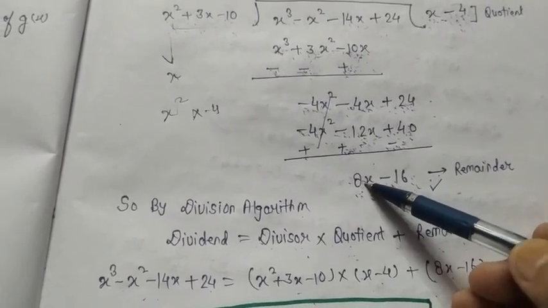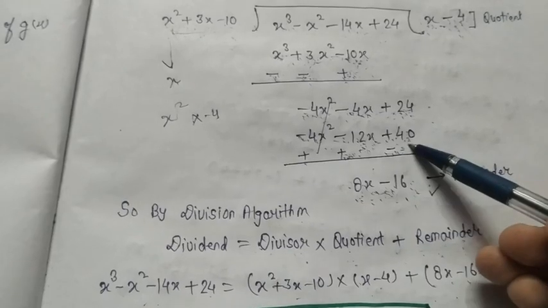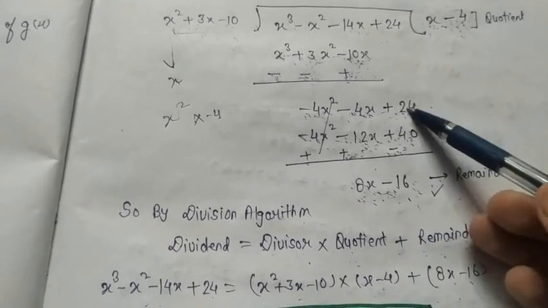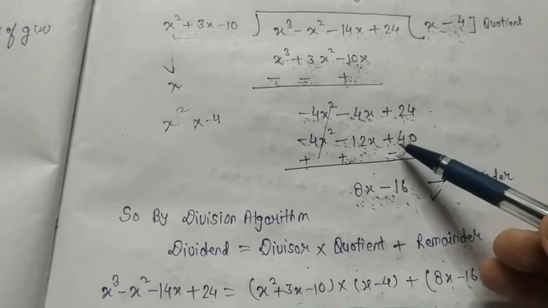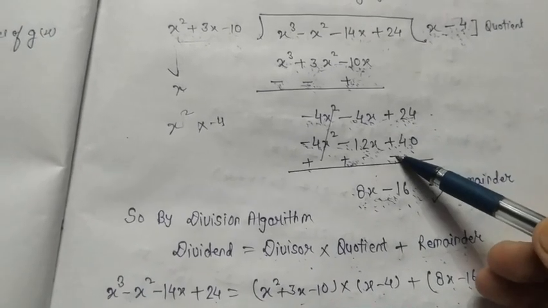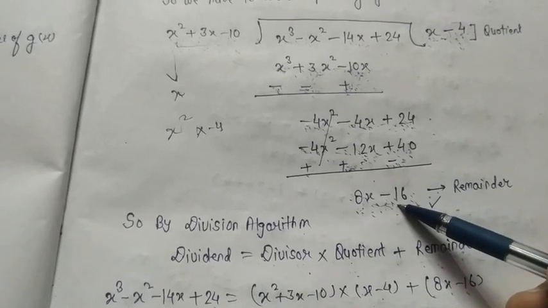Similarly, plus 24 and minus 40. See, both have opposite signs, so 40 minus 24 will become 16, and because 40 is greater, that sign we will take, so minus 16.